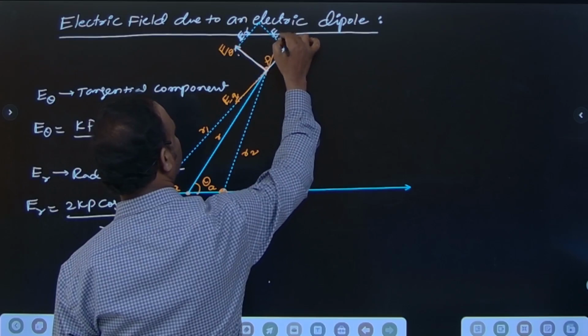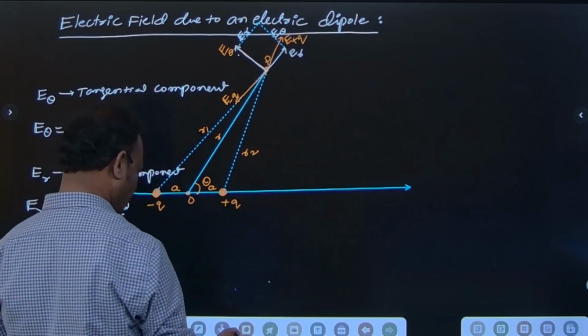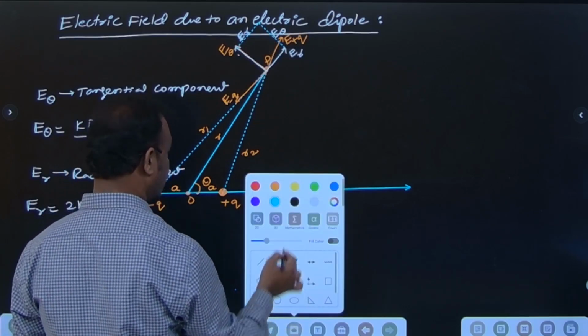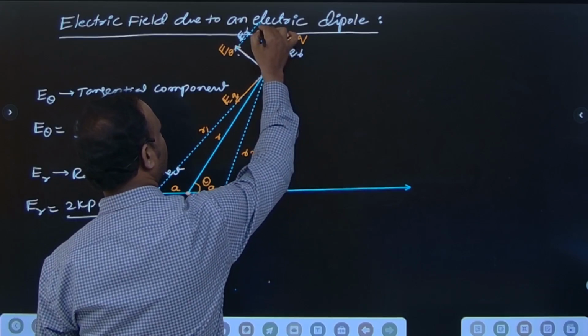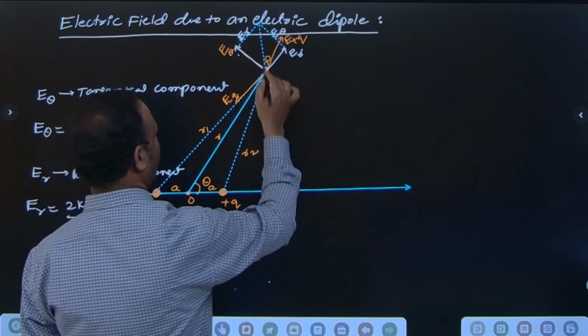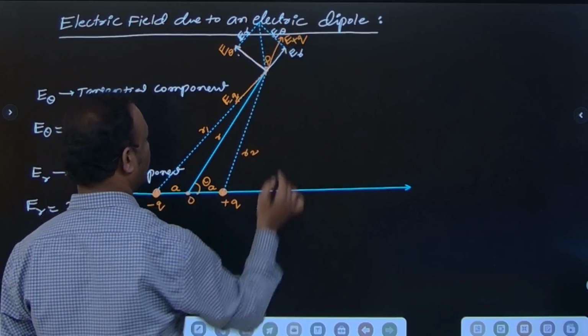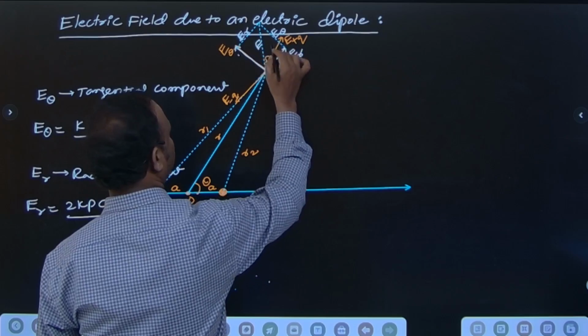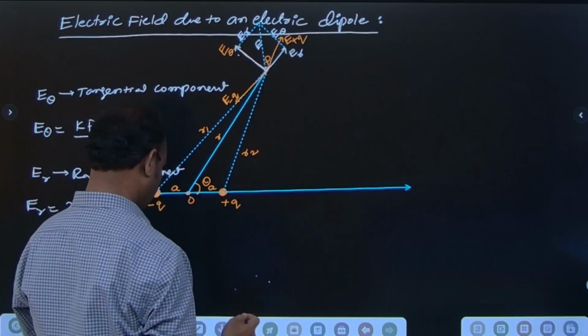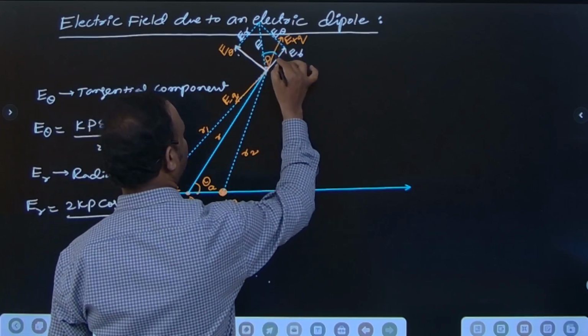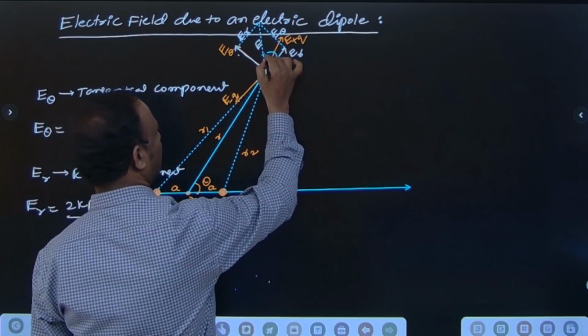This one also E theta. So what is the resultant? This is the resultant. What is the angle made by the resultant? It's E resultant at the point P, and this makes an angle theta.